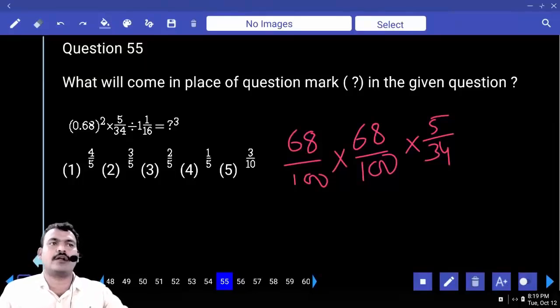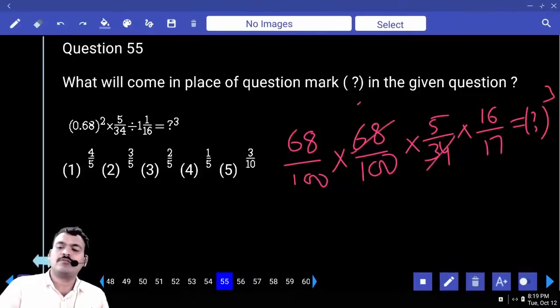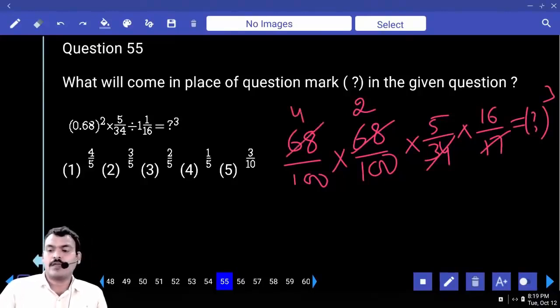But division converted to multiplication, numerator or denominator, denominator or numerator, means it will be 16 by 17 or not? It is equal to something cube or not? Okay. First, 34 how many times in 68? 2 times. 17 how many times in 68? 4 times or not? Okay. 5 into 2 how much? 10. Numerator 10, denominator 10 will be cancelled or not?